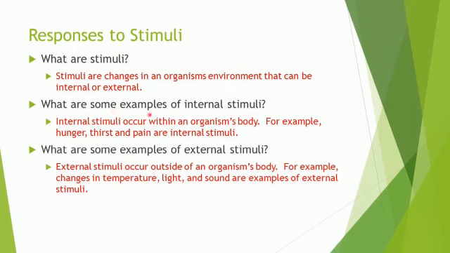Now I'll give you some examples of internal stimuli. What are internal stimuli? Internal stimuli occur within the organism's body, and examples are hunger, thirst, and pain. These sensations, these stimuli you get from the inside of your body. External stimuli occur outside an organism's body. Some examples are changes in temperature, light, and sound. They are the external stimuli.